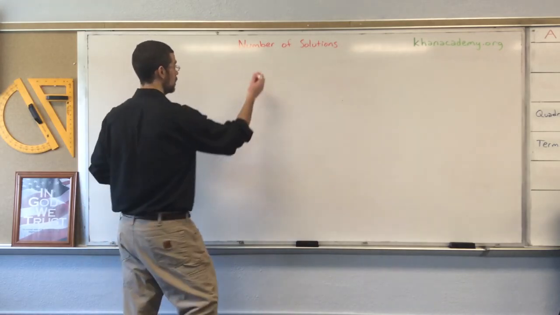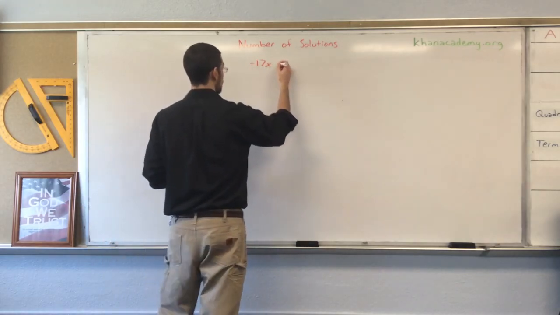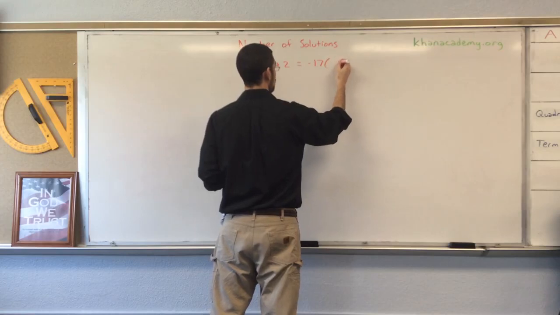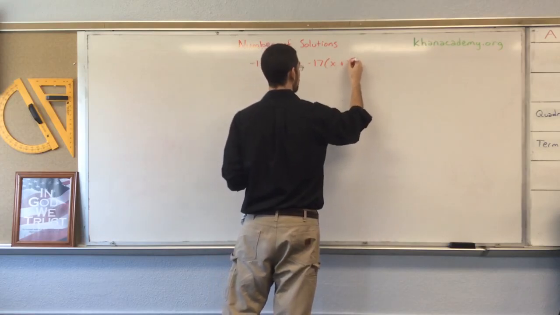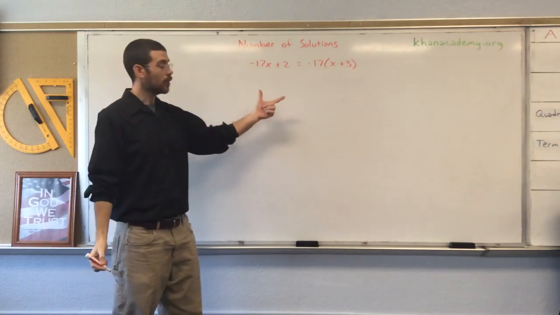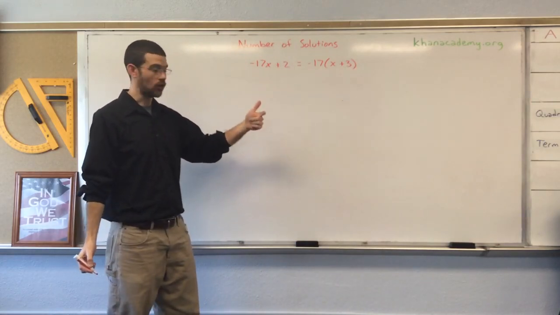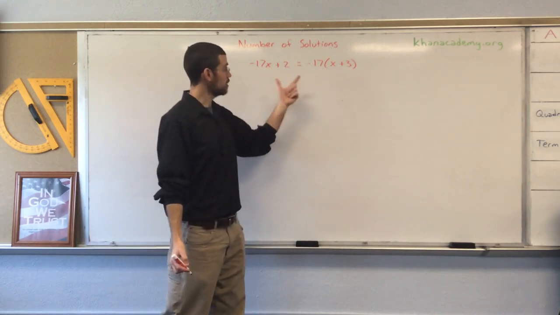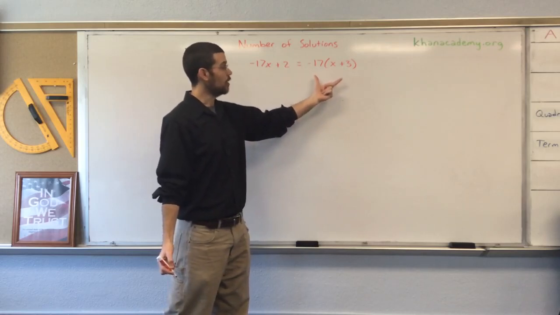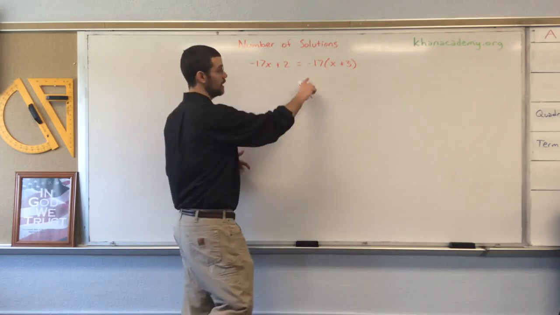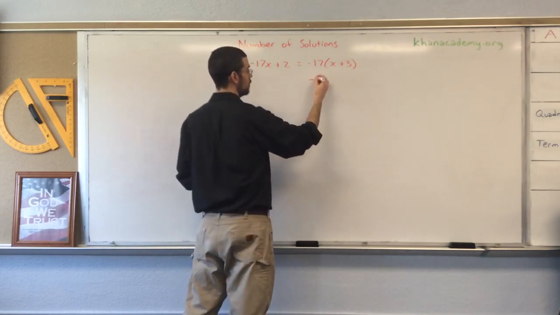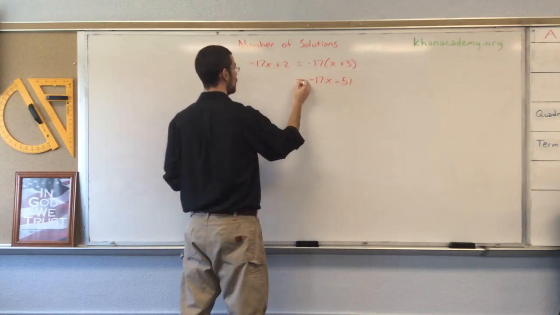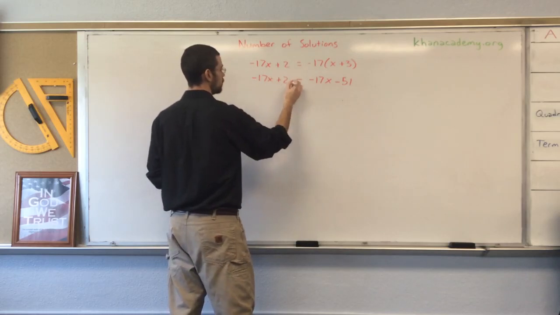And you might have an equation like negative 17x plus 2 equals negative 17x plus 3, like this. And so in order to solve that, in the previous video we talked about how you can set these things equal to each other, so you can solve for x and see what happens. If we did that, we would want to distribute negative 17, and we'd have negative 17x minus 17 times 3 is minus 51. And then on this side, we didn't change anything.